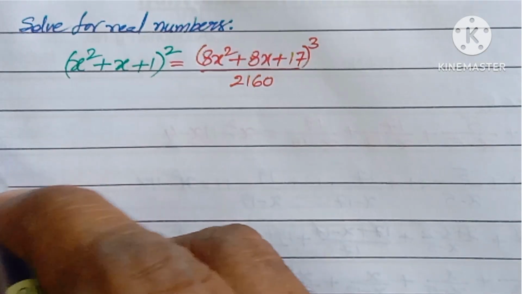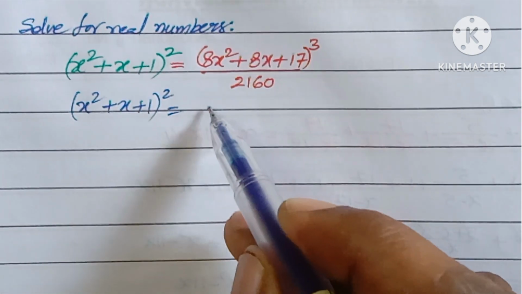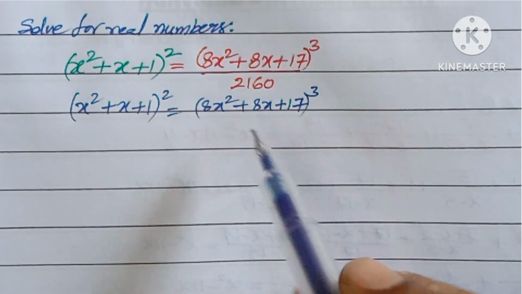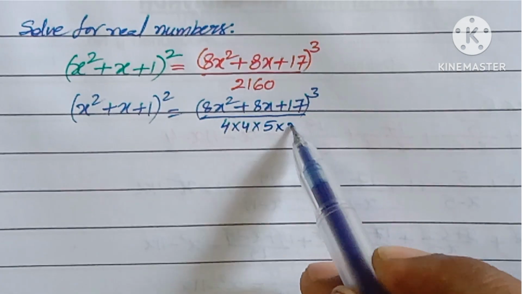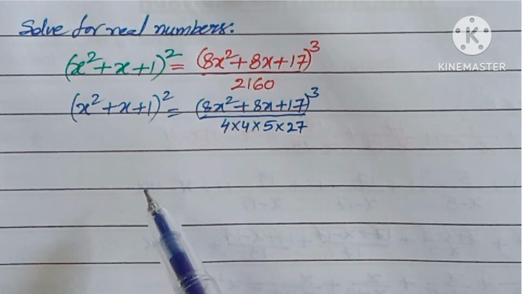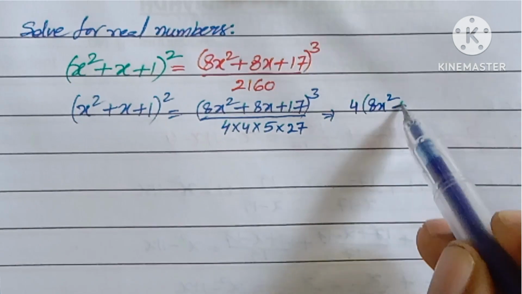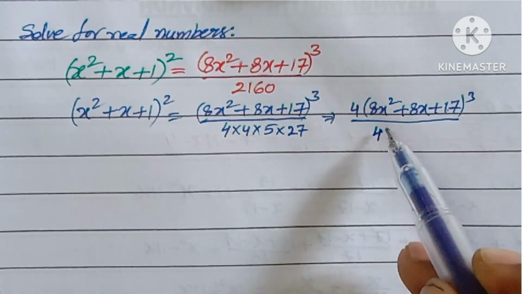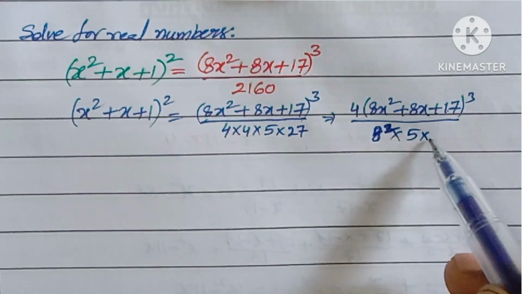So how to solve this problem? First of all, given (x square plus x plus 1) whole square is equal to (8x square plus 8x plus 17) whole cube, and the denominator you can write the factors of 2160: 4 into 5 into 27. If you do the factors, you are getting 4 into 4 into 5 into 27. So here, multiplying with 4, (8x square plus 8x plus 17) whole cube divided by 4 cube into, or you can write it as 8 square into 5 into 27.